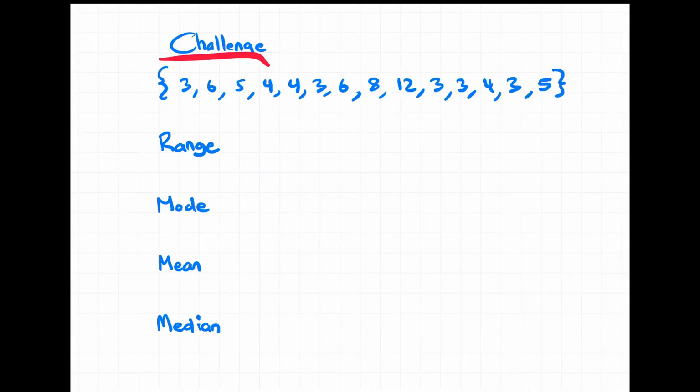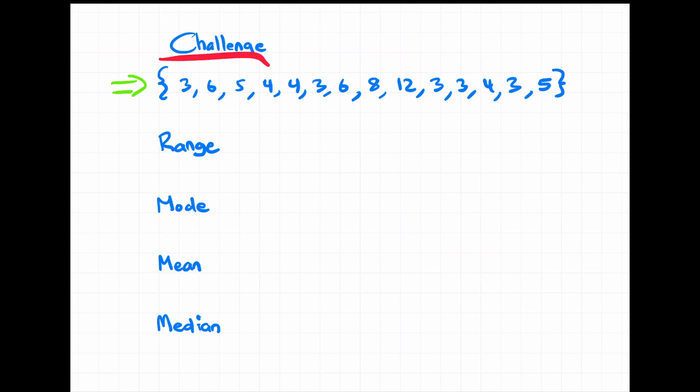All right, so we are at the end of this lesson, and for those of you that finished it quickly or just want to challenge yourself a little bit, I've written down some data here. It doesn't matter what the data represents. We just have numbers 3, 6, 5, 4, 4, 3, 6. So we just need to tabulate these, and we want to do something with these numbers.